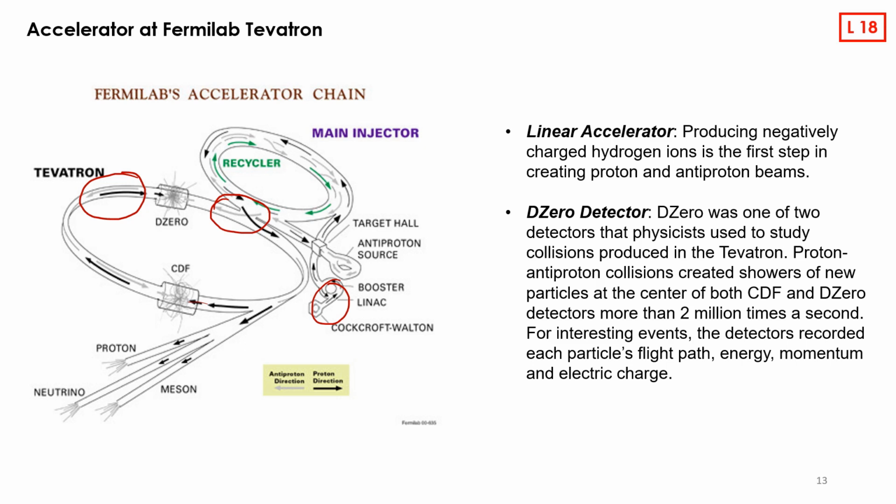Proton and antiproton will collide at such high velocities, and they will collide here. At the collision point, a detector is put. It is placed right here, and the detector is called the D0 detector. The proton and antiproton collisions created showers of new particles, and the detectors recorded them more than 2 million times a second. For interesting events, the detectors recorded each particle's flight path, energy, momentum, and electric charge.